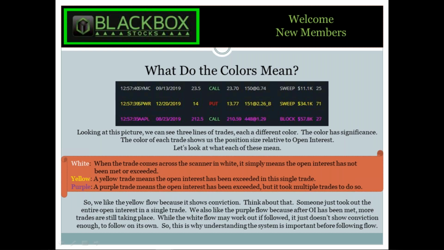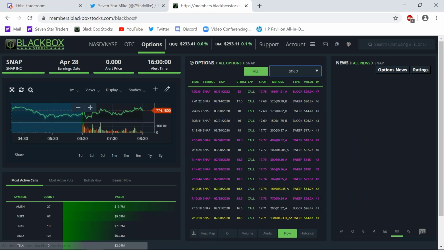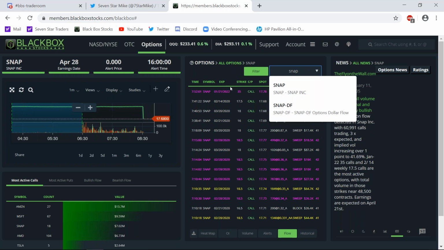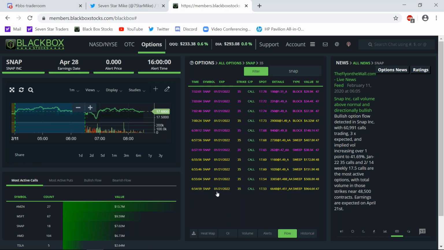Let's see if we can go back to that snap. 121, those were leaps. So here's an example. This is coming in yellow, this first one here. And this was 6,648 contracts traded. So what I know is that the open interest is less than 6,648, because 6,648 in a single trade took out the entire open interest. So open interest had to be less than 6,648.